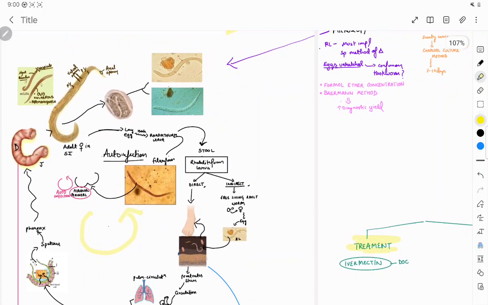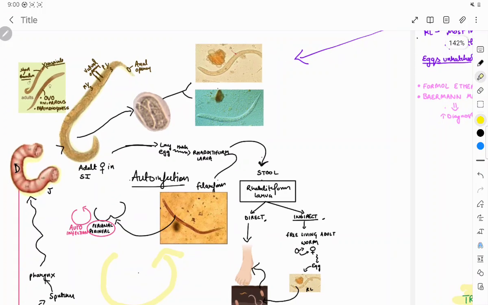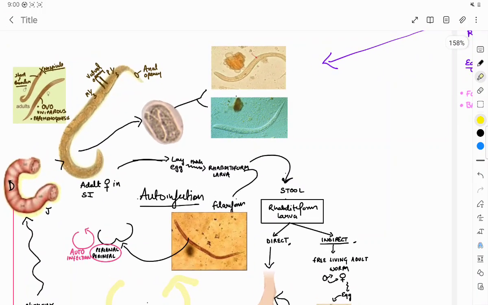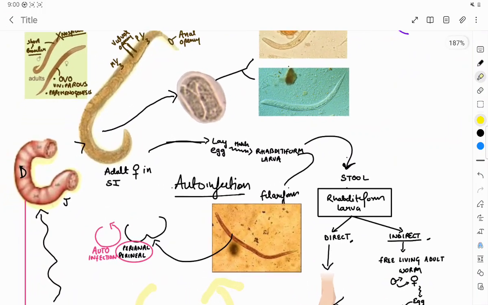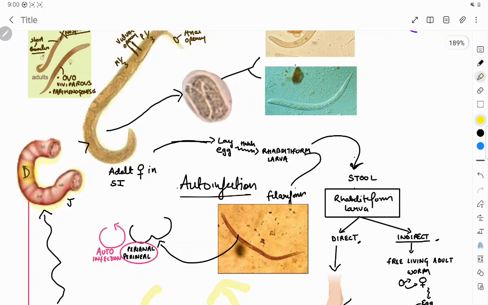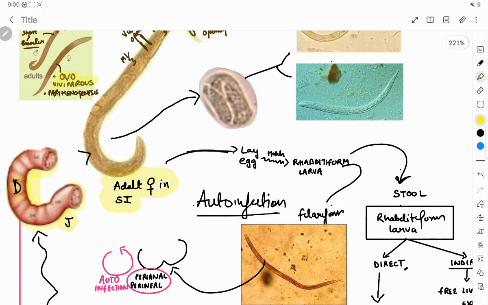So let's first try to understand where this worm resides in its life cycle. Since it is a small intestinal nematode, it resides in the duodenum and the jejunum, in the submucosa of the small intestine. Now note that we have a very special adult female in the case of Strongyloides. Why is it special? Because it shows ovoviviparity. Also the term we use is parthenogenesis. This was a PYQ again.